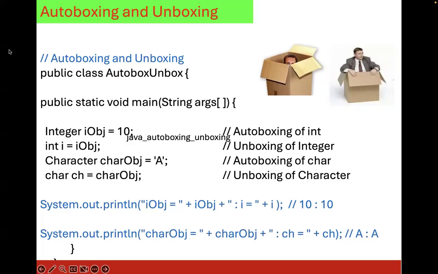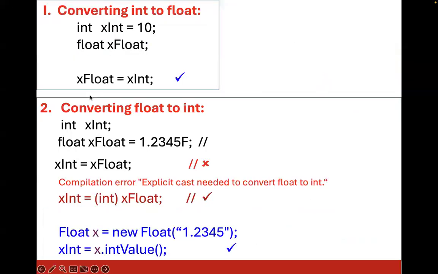How you do the unboxing and auto boxing. So auto boxing is the process of converting primitive data type into a wrapper class. Unboxing is the process of converting wrapper class into a primitive data type. Right. So this is the way we usually do that.